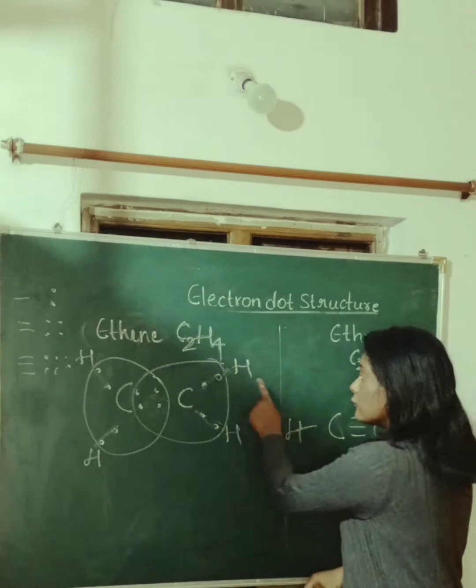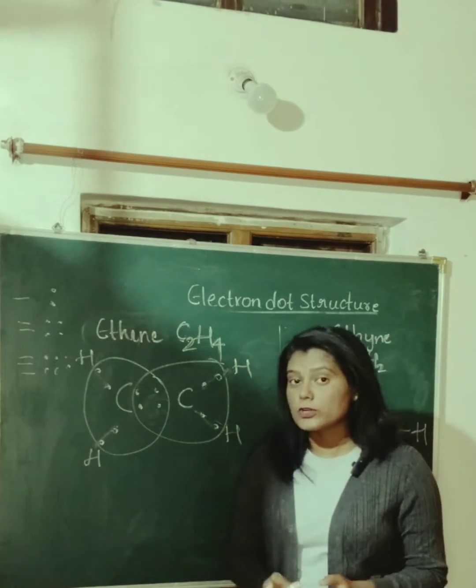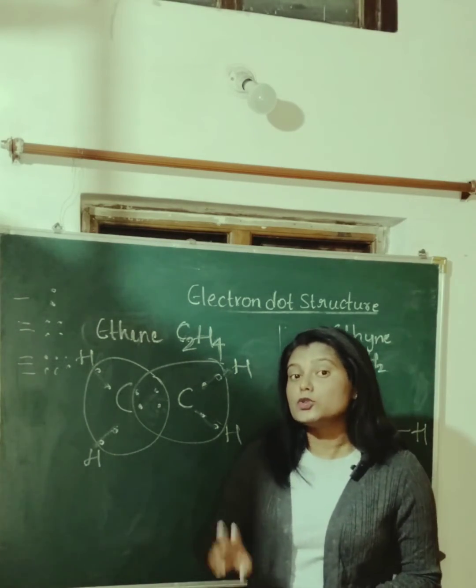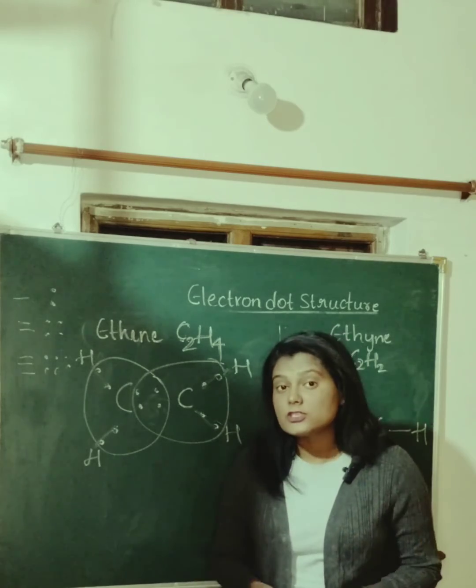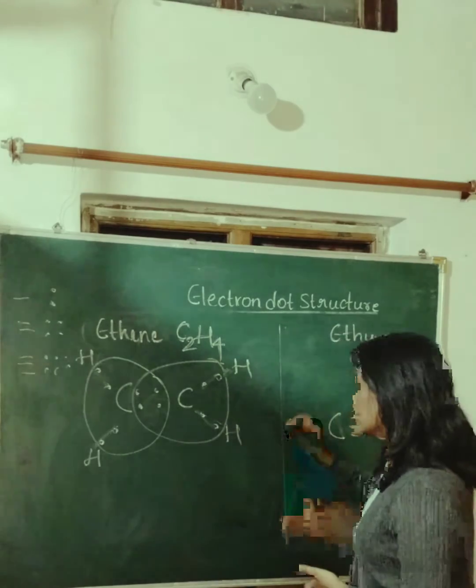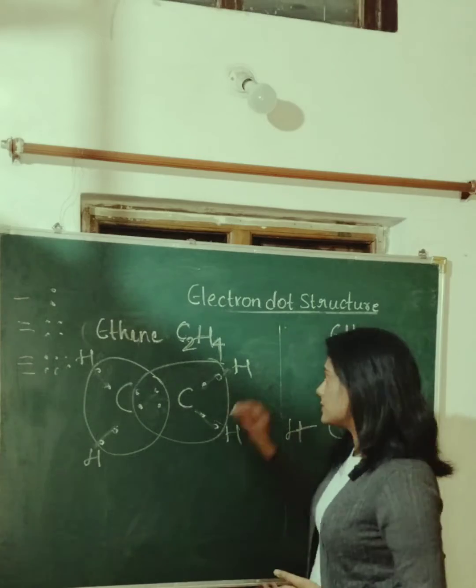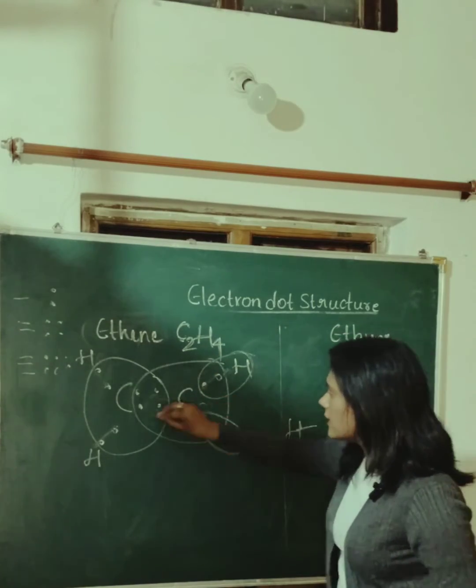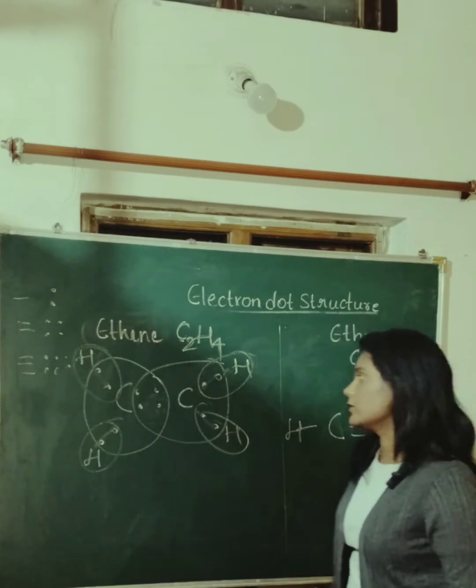Fine. Hydrogen has 1 electron in the outermost shell. To attain stability, it should have 2 electrons, because the first shell should at least contain 2 electrons, which you have studied in your previous class. So 2 electrons, 2 electrons, 2 electrons, 2 electrons.